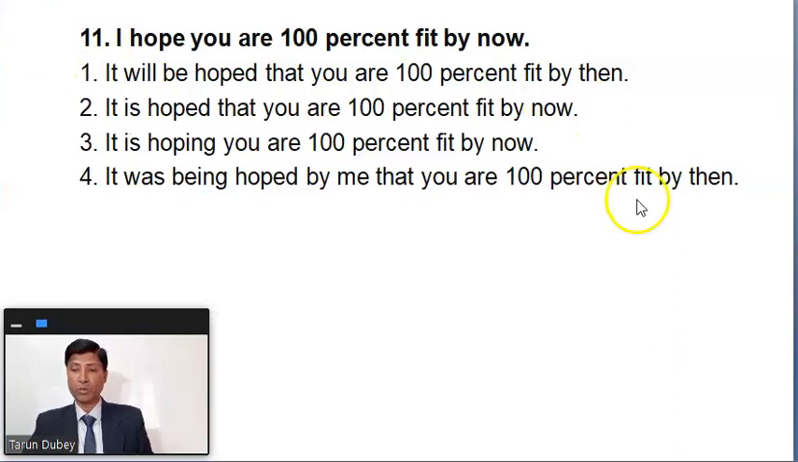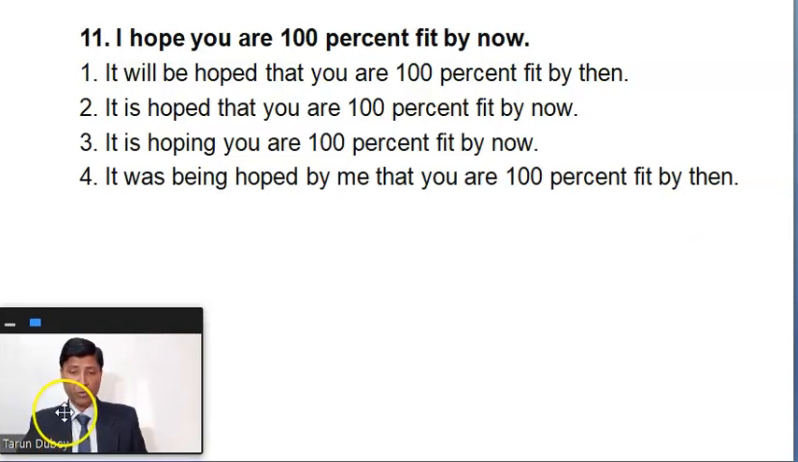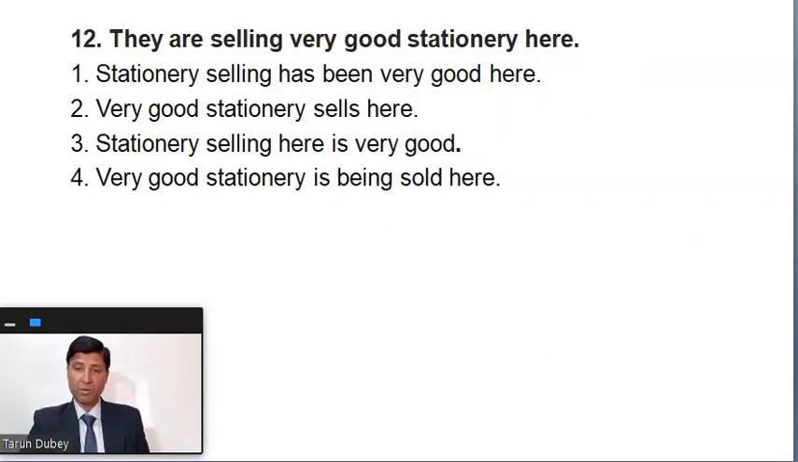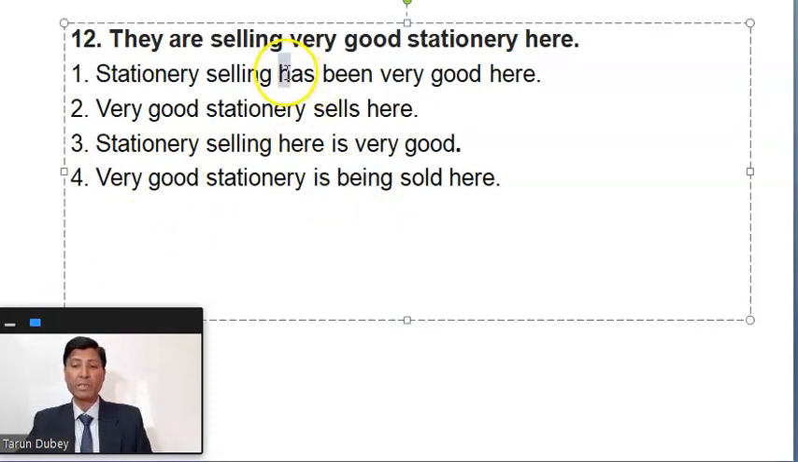Now look at the next question. Let us move to the next question. Question number 12. They are selling very good stationery here. Try to solve this question on your own. Where is the keyword? Are selling. What is the tense? Present continuous. How will you change it? Is, am, are plus being plus past participle. Where is, am, are plus being plus V3? Your answer is this one, 4. Is being. Because here it is has been. So your correct answer is 4.